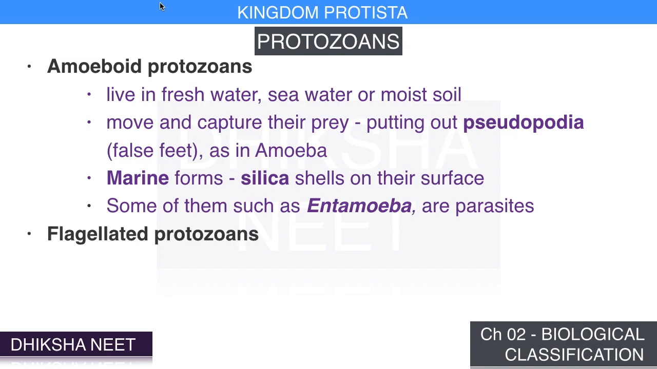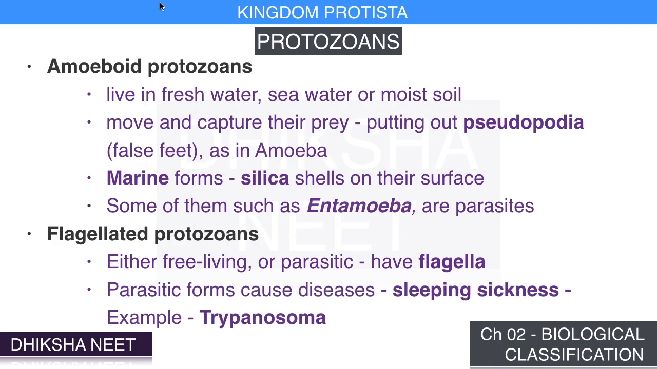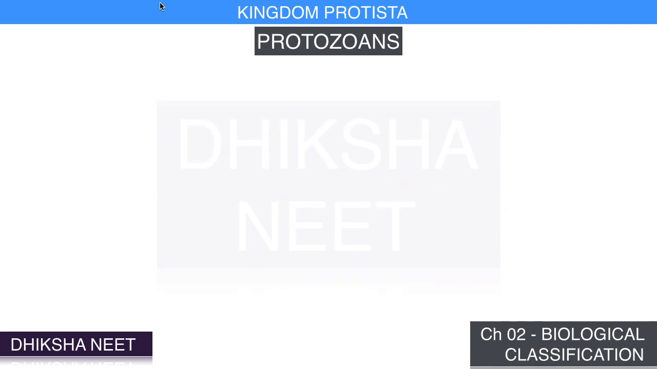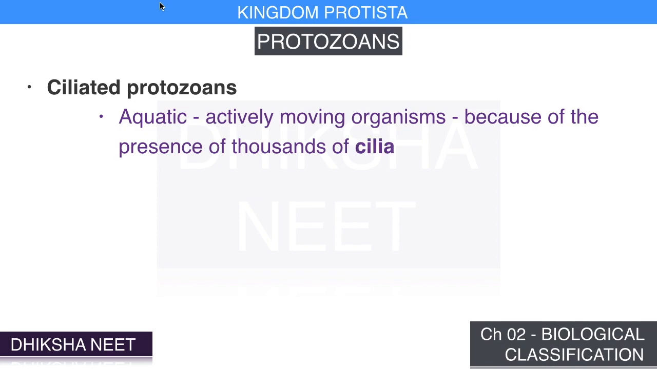Flagellated protozoans. The members of this group are either free-living or parasitic. They have flagella. The parasitic forms cause diseases such as sleeping sickness. Example, Trypanosoma.